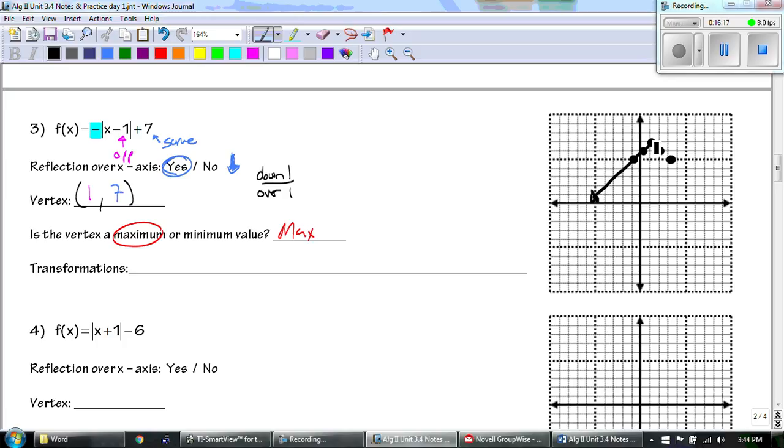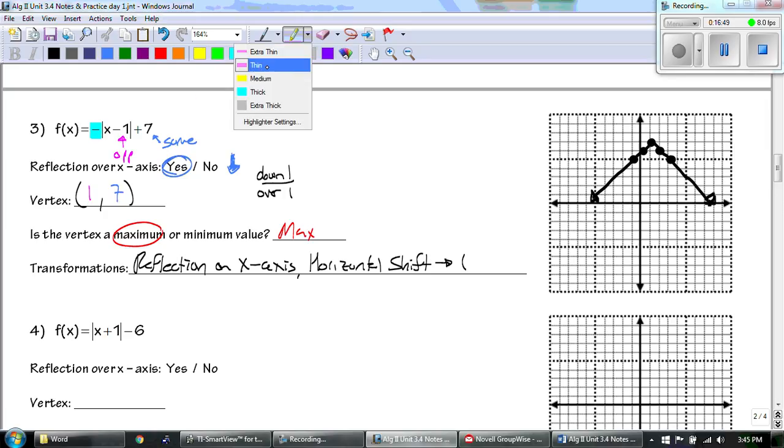And after we're done with this, we need to describe the transformation. Okay? So we have a lot to talk about because one, there was a reflection on the x-axis. There was a horizontal shift, and we went to the right one. Are you guys starting to make the connections with these yet? So I went right 1, that was my horizontal shift, okay?